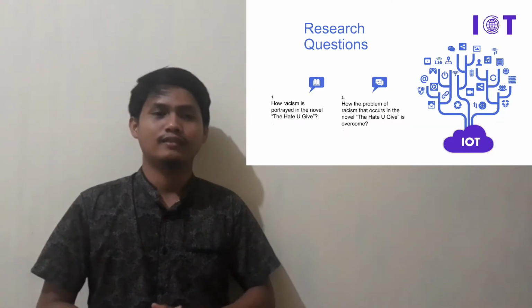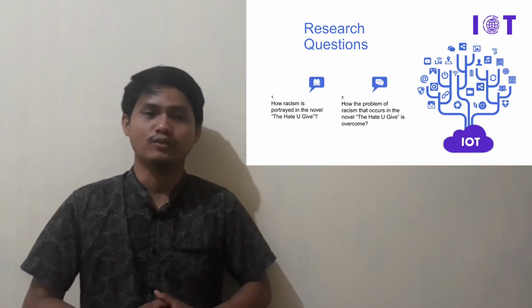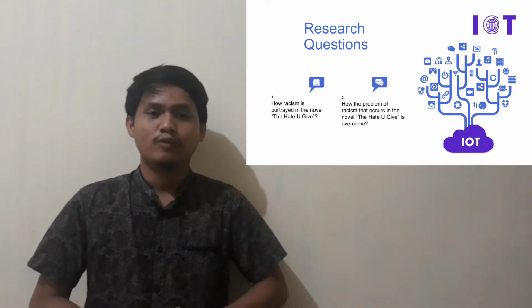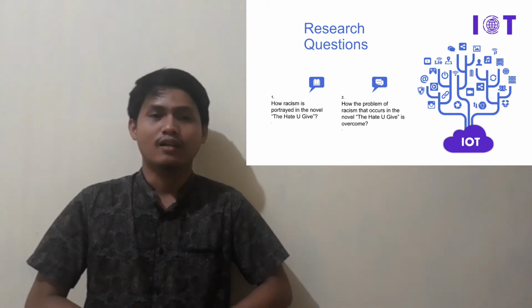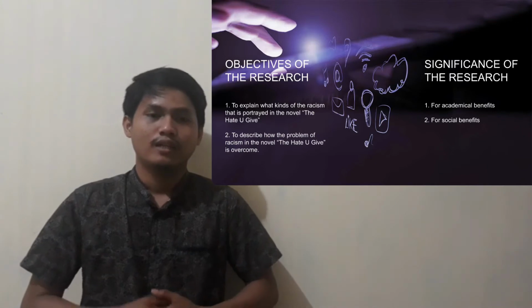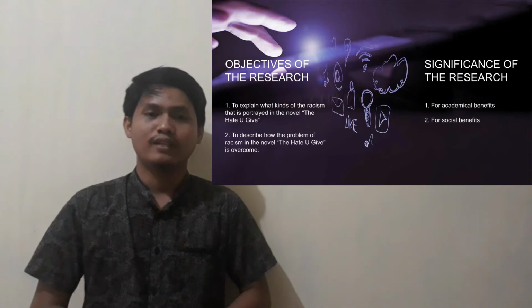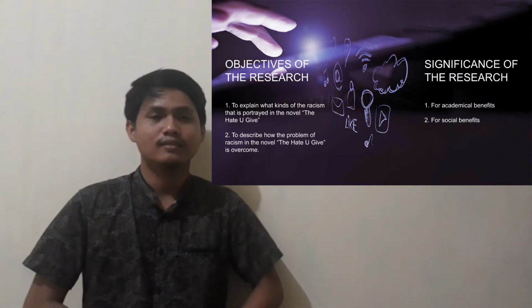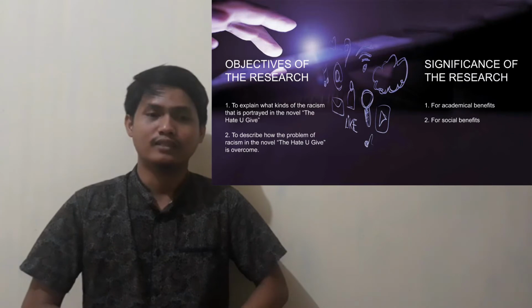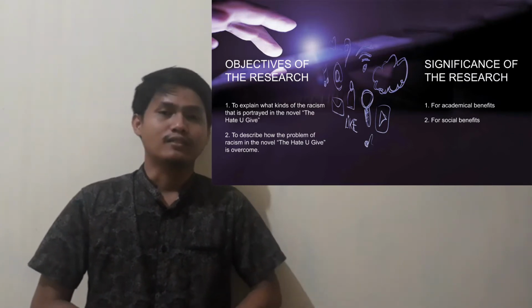So I have prepared two research questions for this thesis. One is how racism is portrayed in the novel The Hate to Give. And the second is how the problem of racism that occurs in the novel The Hate to Give is overcome. The objectives of the research is to explain what kinds of the racism that is portrayed in the novel The Hate to Give, and next is to describe how the problem of racism in the novel The Hate to Give is overcome.